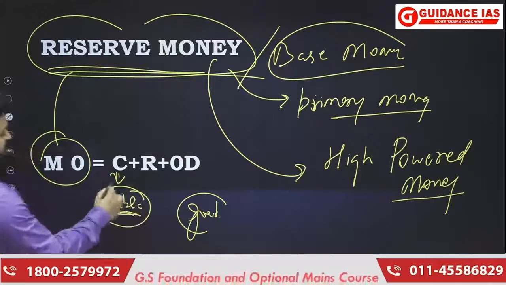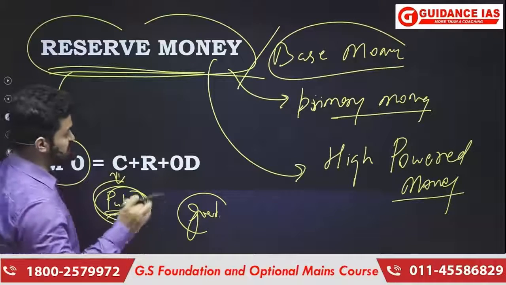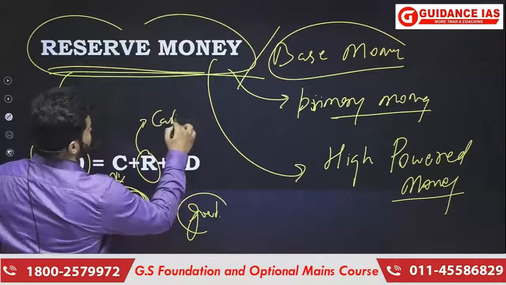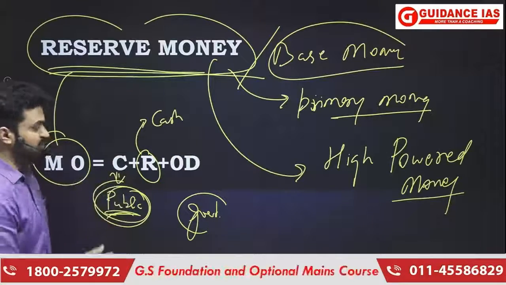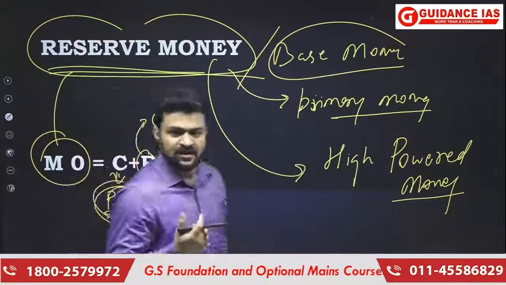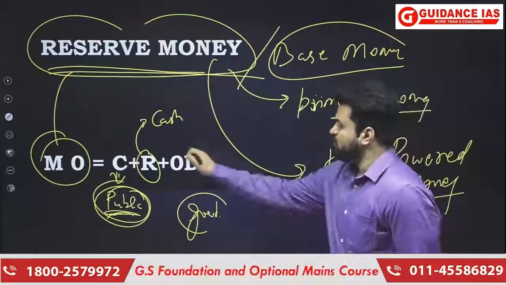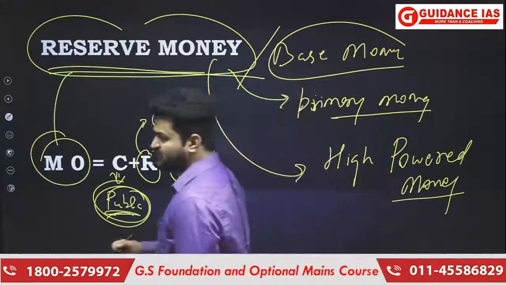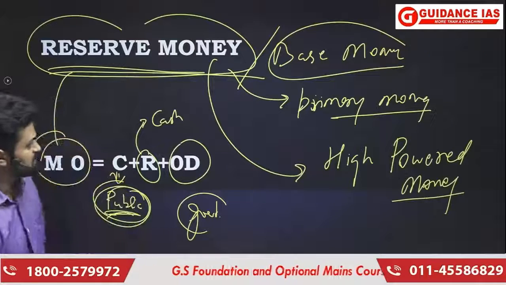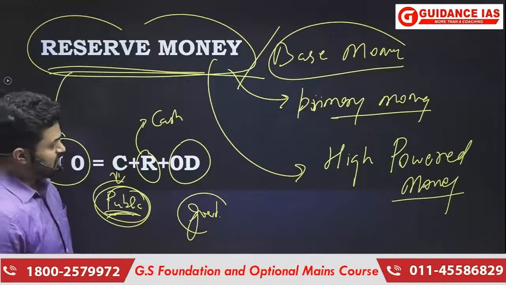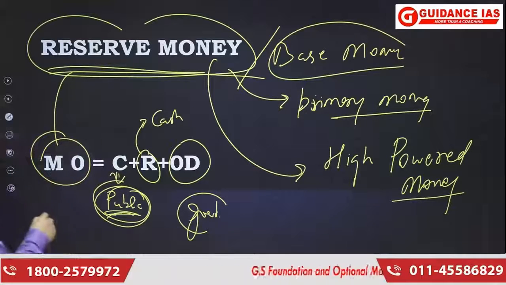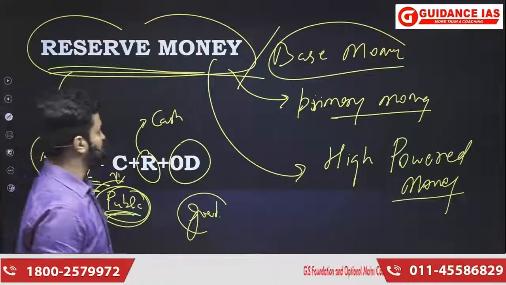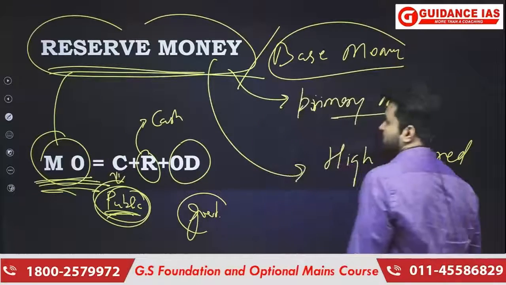and coins with public, and here public means all the economic entities except banks. Then R, that is cash reserves of bankers with RBI, a good example is CRR, cash reserve ratio. Then OD would mean other deposits held in RBI by institutions like IMF, former governors, and other governmental bodies. So this is M0, that is primary money or base money, high powered money, or reserve money.